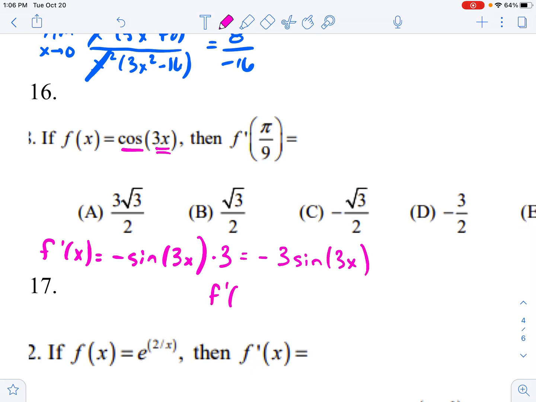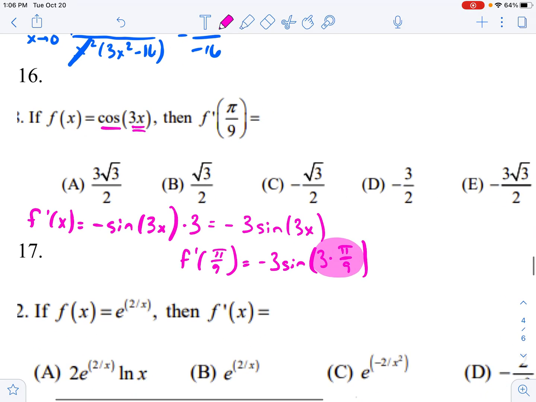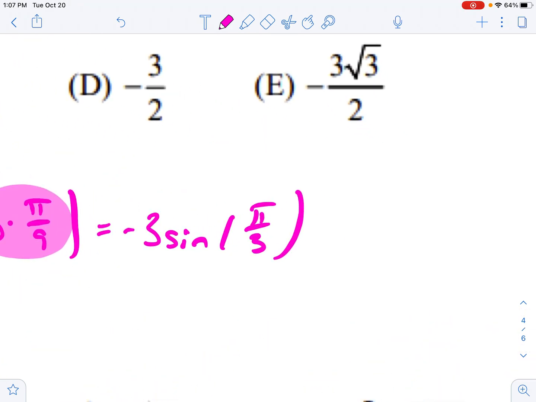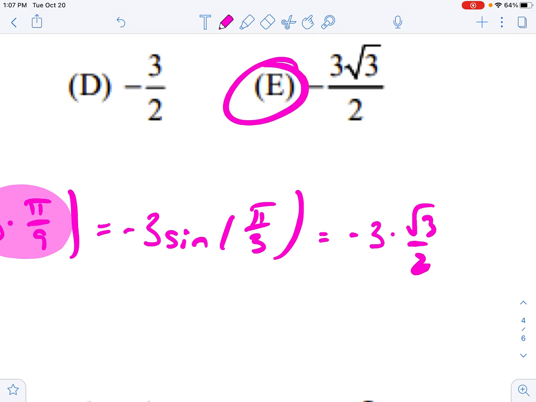And now we want to evaluate this at pi over 9. So negative 3 sine of 3 times pi over 9. Okay, well this will simplify to pi over 3, which is an angle we're familiar with. And pi over 3 is the radian measure for 60 degrees, which is the first quadrant, and the sine of 60, of course, is radical 3 over 2, so we get negative 3 times radical 3 over 2, and looks like right there, choice E.